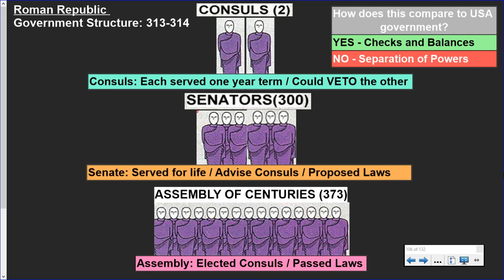Welcome back, fifth grade. As you can see, today we're going to talk about the Roman Republic government structure. And I know that there's a lot going on here, but we're really going to do a good job of breaking it down into smaller parts and explain all the things that are going on in this whole slide. So let's just start with the basics.